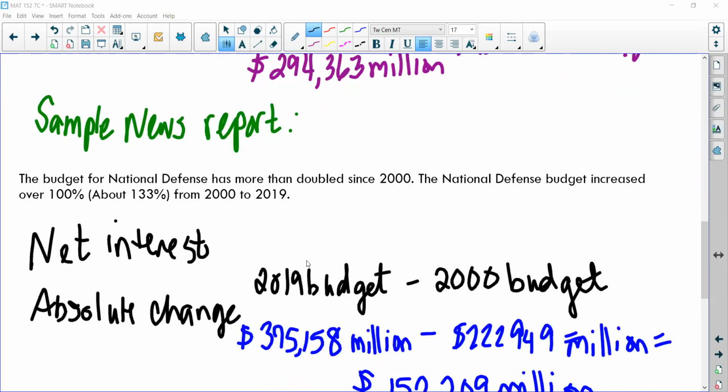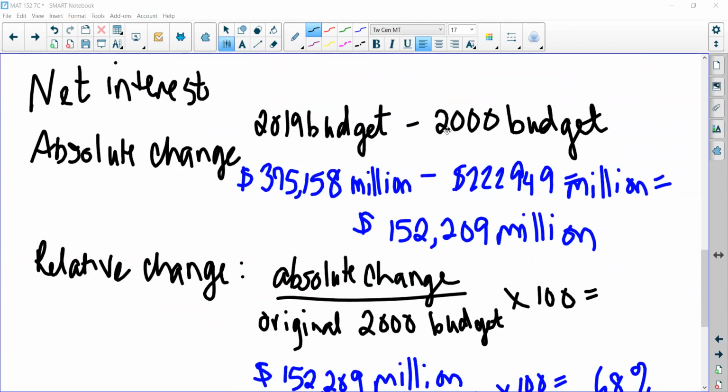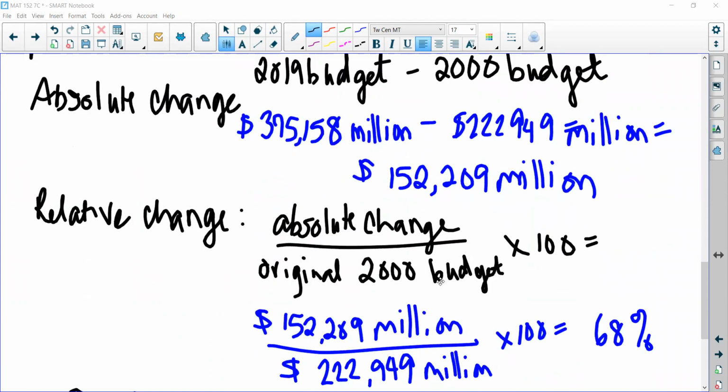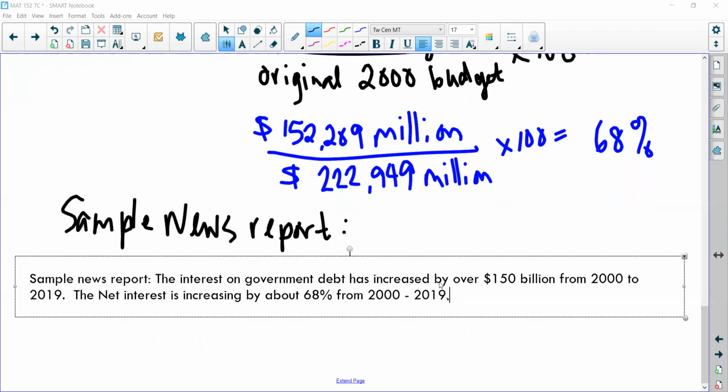If you were talking about the net interest, you would take the absolute change, which is still the 2019 budget minus the 2000 budget, and you would get a $152,209 million difference. The relative change would be that absolute change over the original budget, which was 2000, times 100. If you do those calculations, you would have gotten about 68%. The sample news report would say something like, the interest on government debt has increased by over $150 billion from 2000 to 2019. The net interest is increasing by about 68% from 2000 to 2019.